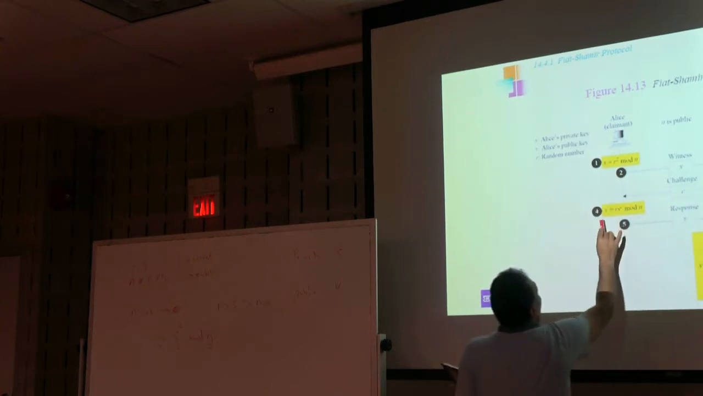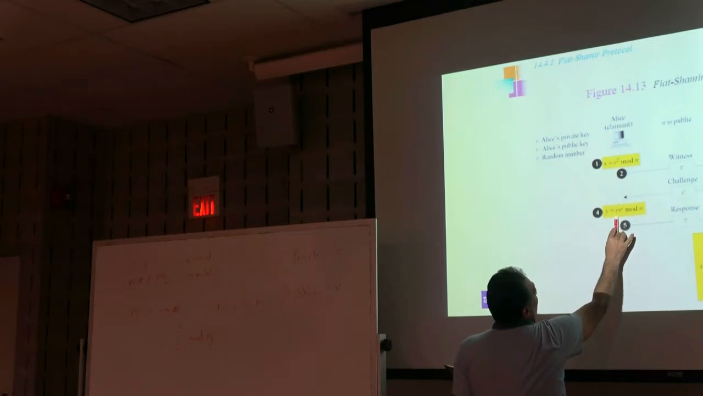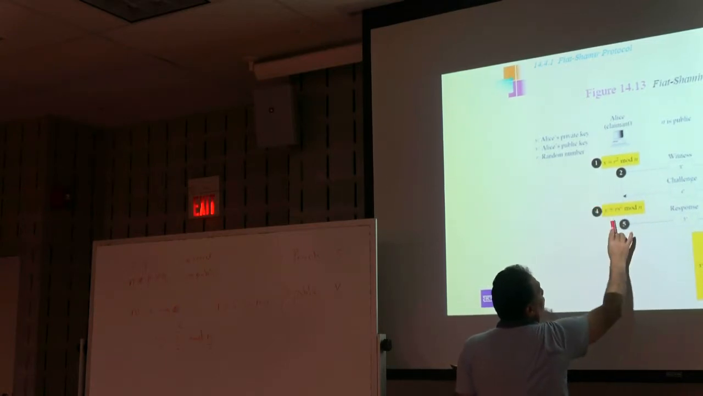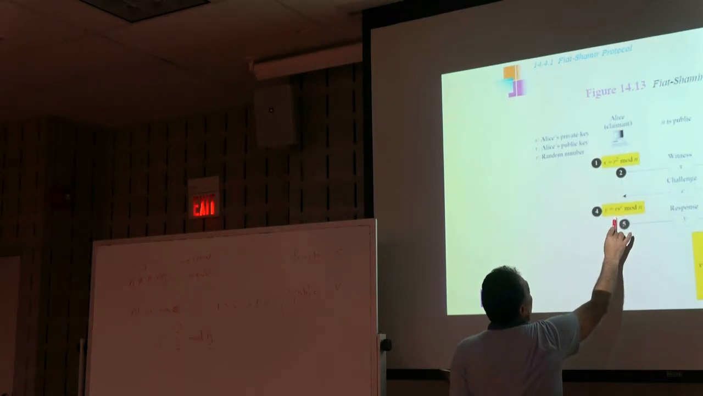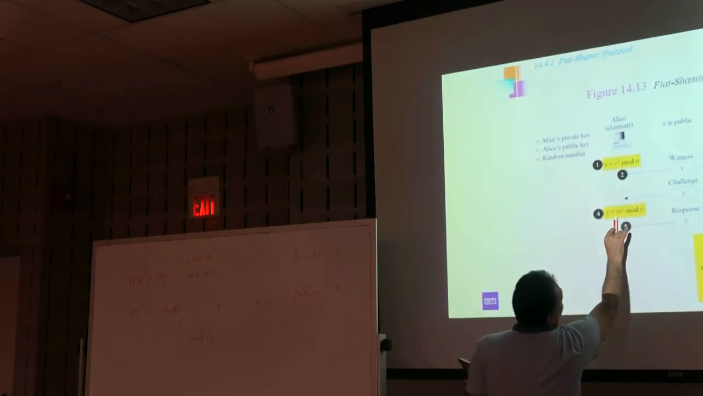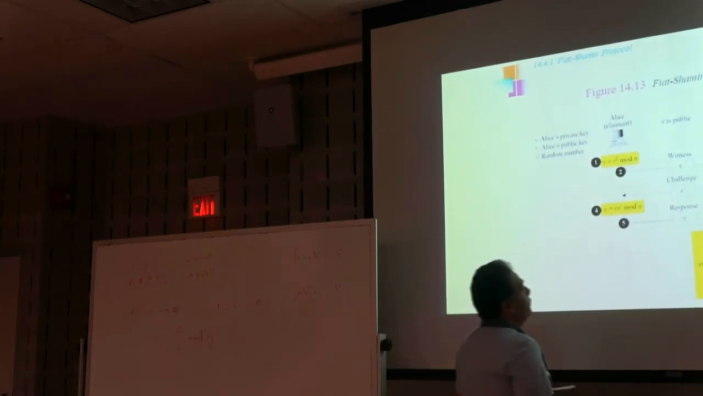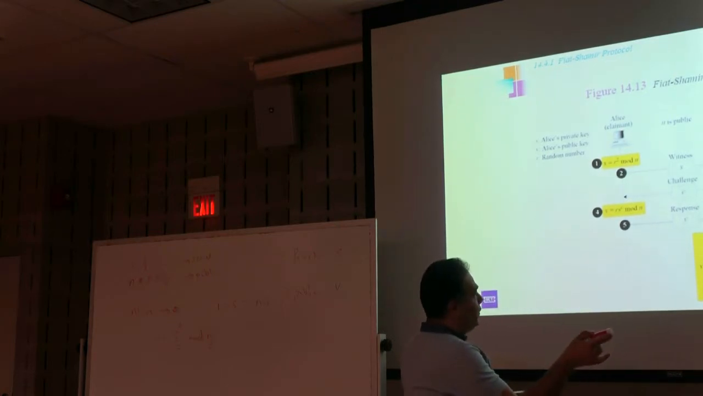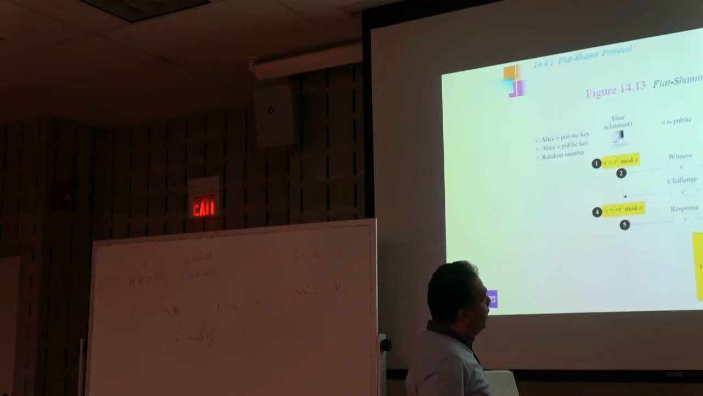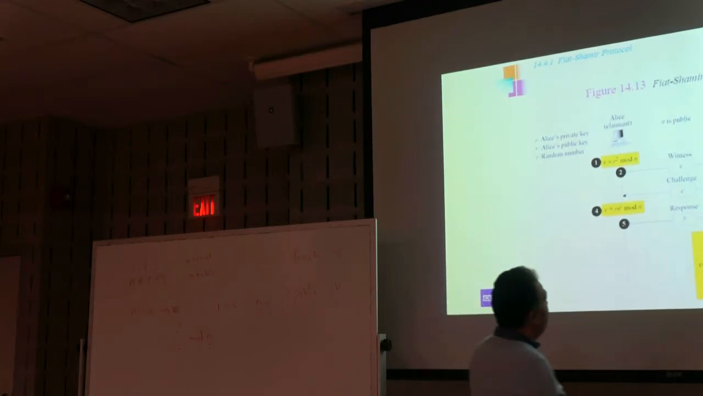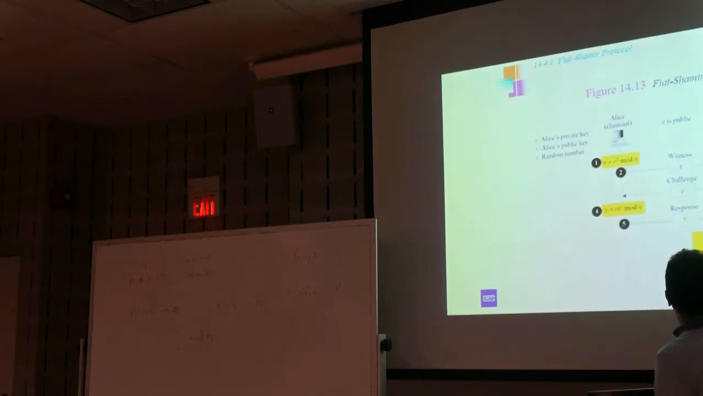Then again, Alice will calculate Y. What's Y? R, which was calculated before, the random number, times S to the power C, the challenge, mod n, and this will be the response. So there is a witness, which is X, and a response, Y. Now Bob will receive Y, calculate Y squared mod n, and compare it with X times V to the power C, the challenge.